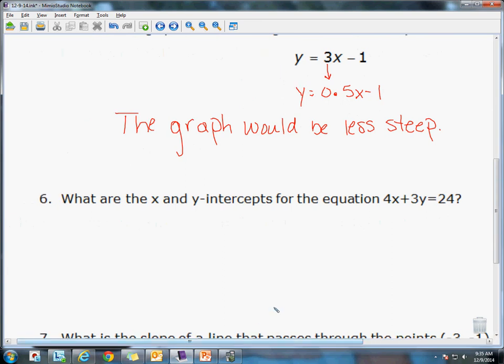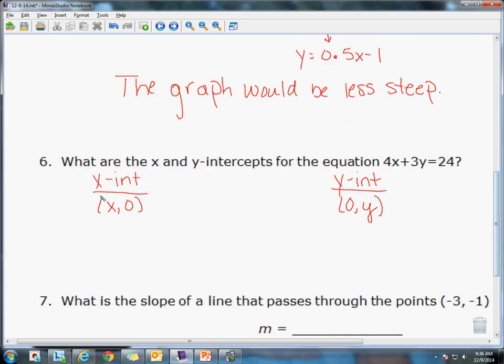Okay. Number 6, what are the x and y intercepts for the equation 4x plus 3y is equal to 24. If you remember, we put these in your journal. You have your x-intercept, so you keep the x. For your y-intercept, you keep the y in your ordered pair.